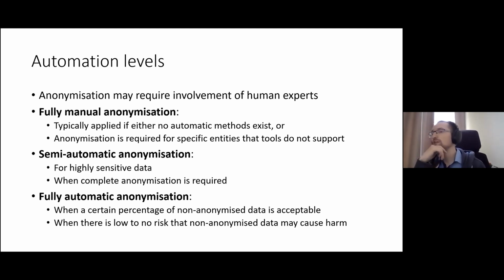And then there's fully automatic anonymization, and that could be applied when a certain level or percentage of non-anonymized data is acceptable. So when also the risk that non-anonymized data is later used by someone is low, and the chance of harm caused by not anonymizing something is relatively low. Then we would apply fully automatic anonymization.